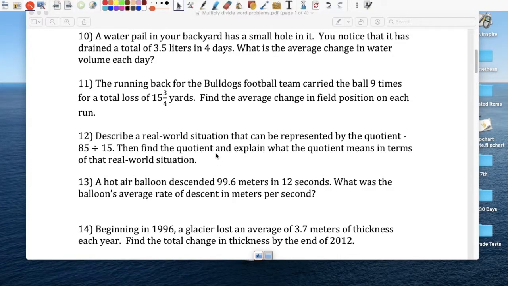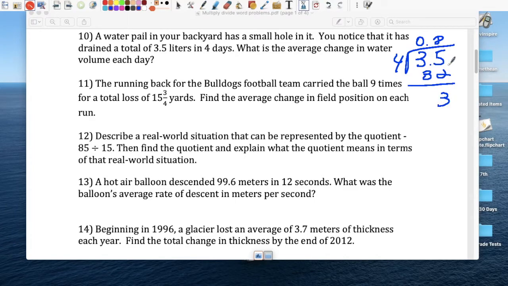Let's continue. 10. So let's see. We have a water pail, a bucket with a little hole in it, and it drained a total of 3.5 liters in 4 days. So every day, in 4 days, what's the average change in water volume each day? So you lost 3.5 liters of water in 4 days. That's my number sentence, and that's the problem I have to solve. So 3.5 divided by 4, 0.8, that's going to be 32.